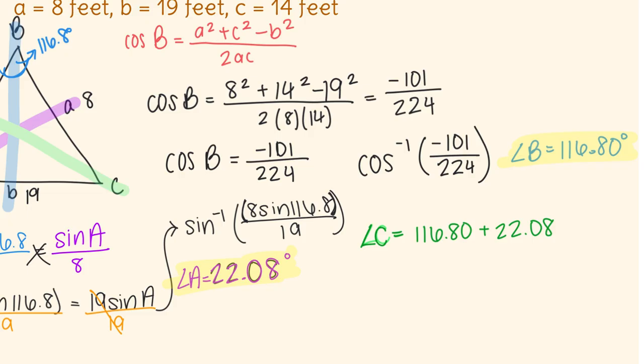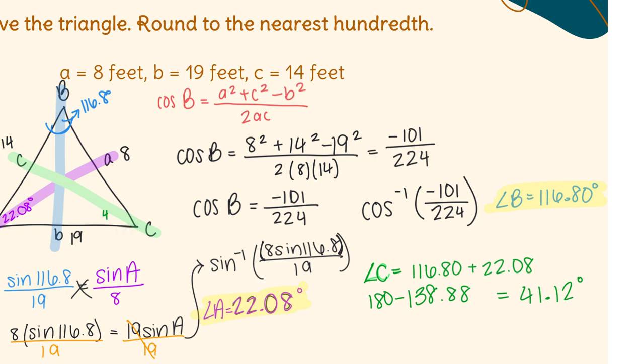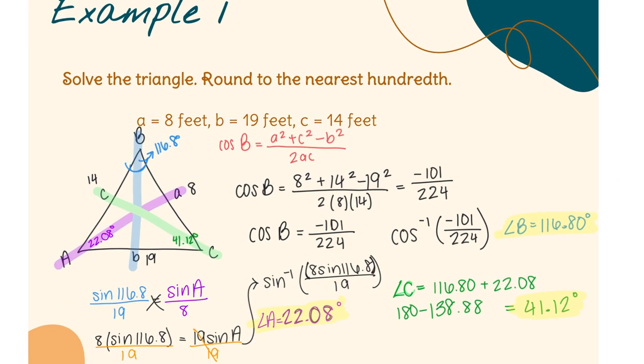If I add it correctly, it's going to be 138.88, and I'm subtracting that from 180. So if you subtract from 180, angle 3 or angle C is going to be 41.12 degrees. So 41.12 degrees.